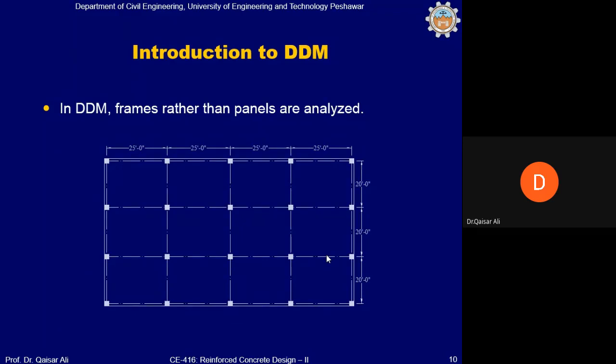So with this background, now we can start our direct design method, which is a method of analysis.